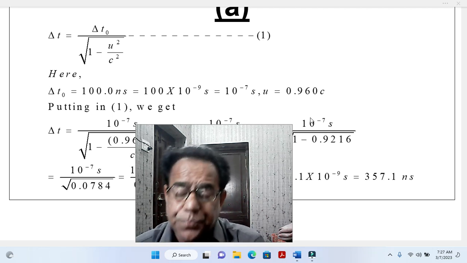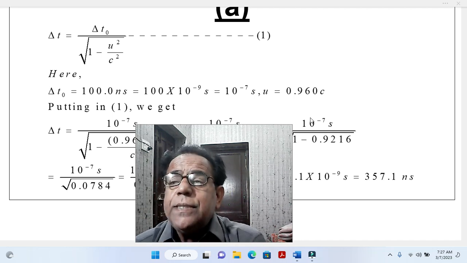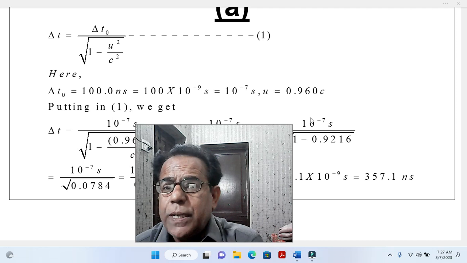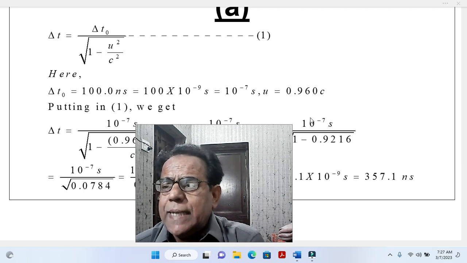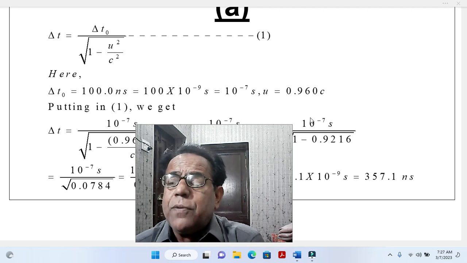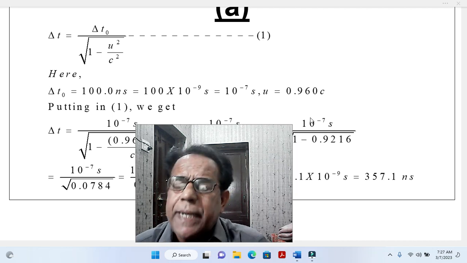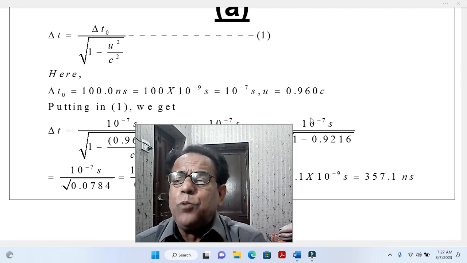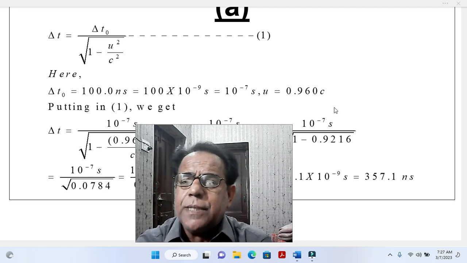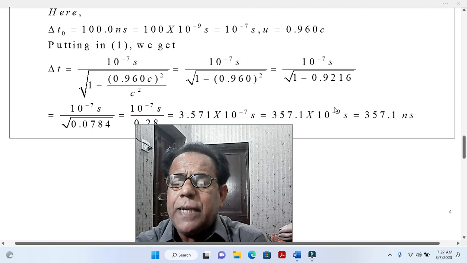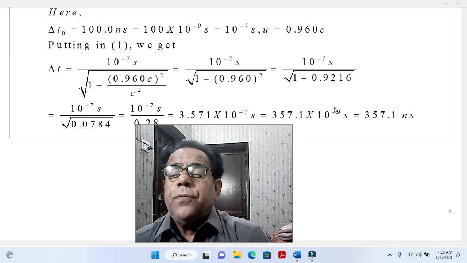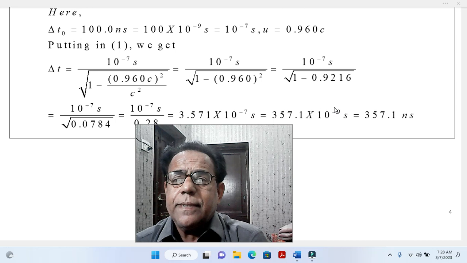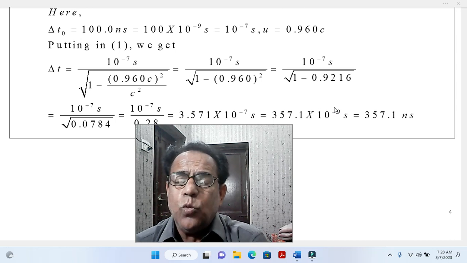Moreover, u is given as 0.960 c. And we know that c, the speed of light, has the exact value 2.998 into 10 raised to the power 8 meter per second, but we usually take its approximate value, that is 3.00 into 10 raised to the power 8 meter per second. Putting in equation number 1 we get delta t is equal to 10 raised to the power minus 7 second over square root of 1 minus 0.960 c whole square over c square.